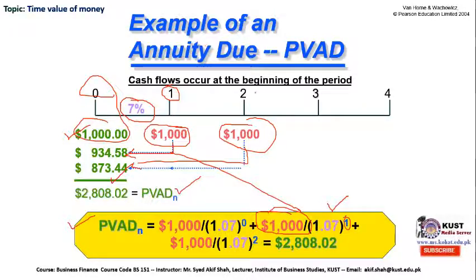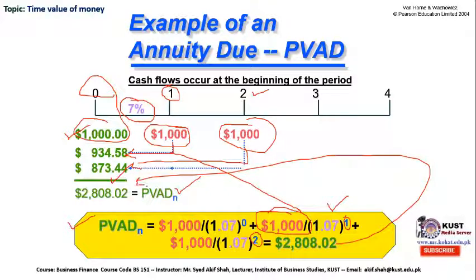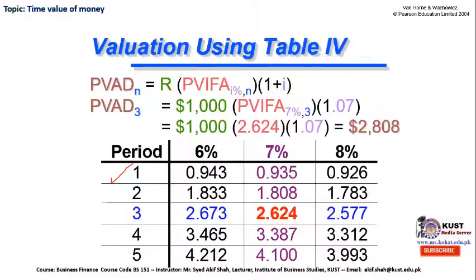And similarly, this is the second, which is the start of the third year. We need to discount it with the power 2, and ultimately we get the same answer as we calculated by discounting the individual values. This was the first method, which is known as the formula method to calculate the present value of annuity due. The second method to calculate the present value of annuity due, this D represents due, is the table method.